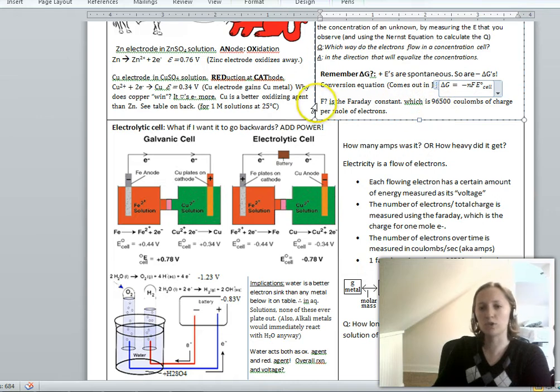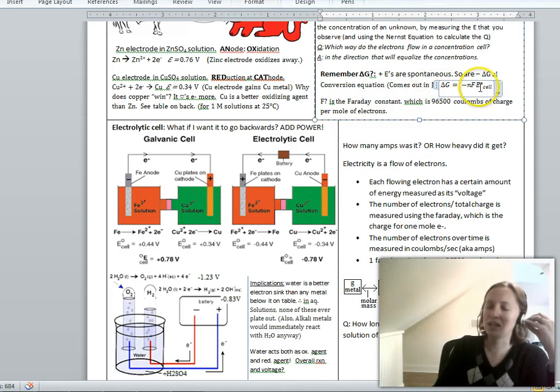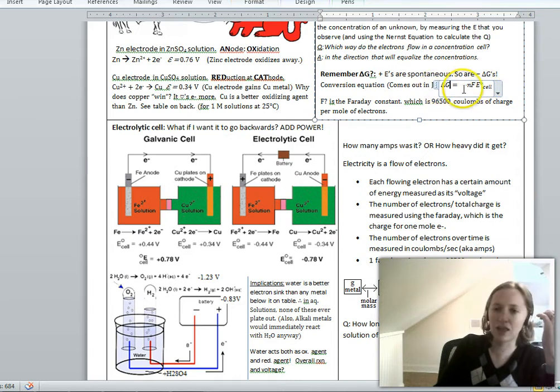So we're going to do a stoichiometry problem with F, but for now, when you are sticking F into this equation, which relates how spontaneous your reaction is in terms of voltage and how spontaneous it is in terms of joules and Gibbs free energy, the F value here is 96,500, the Faraday constant.